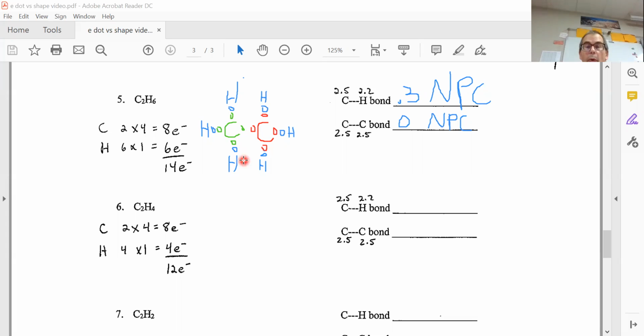Okay, I think I'll do one more example here, and that's C2H4, because we're going to bring a new trick into the scheme here. So 2 times 4 would be 8 electrons, and 4 times 1 is 4, so there's only 12 electrons this time. Well, I think I got to start out the same way.